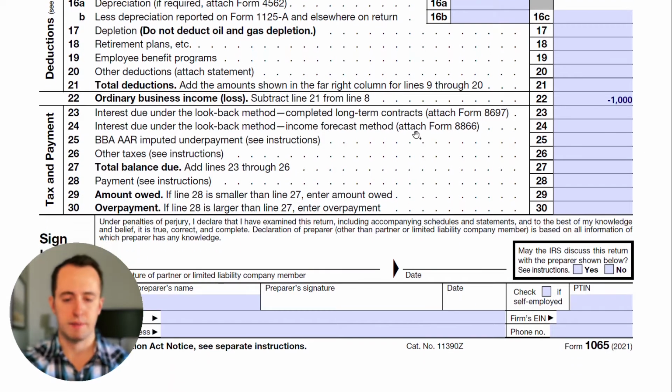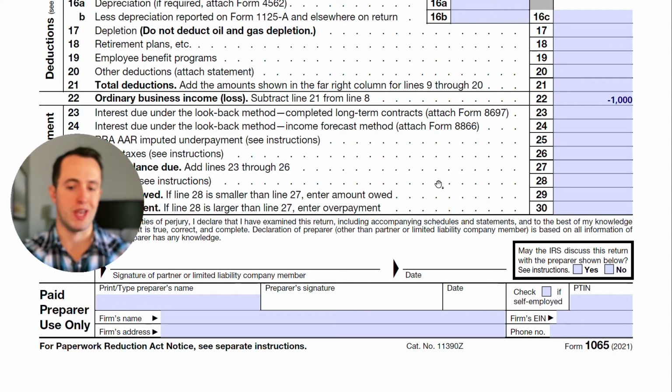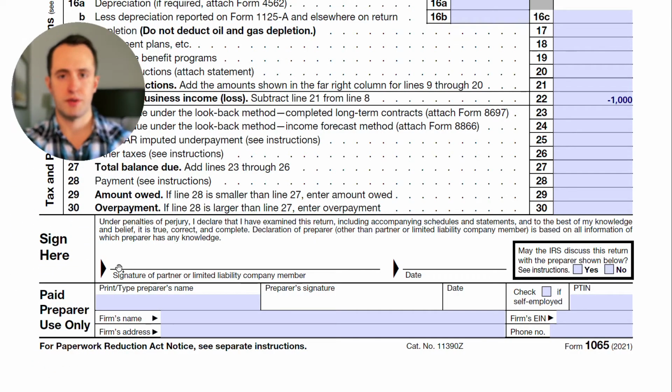All right, so you have other tax payments. Again, the majority of these are not going to be applicable. Reference the instructions so you understand if they do or not. Sign here. This is just to be a member of your business that's signing this. Now, for the paid preparer use only, this is like if you have a CPA, but if that's the case, you're probably not watching this video.